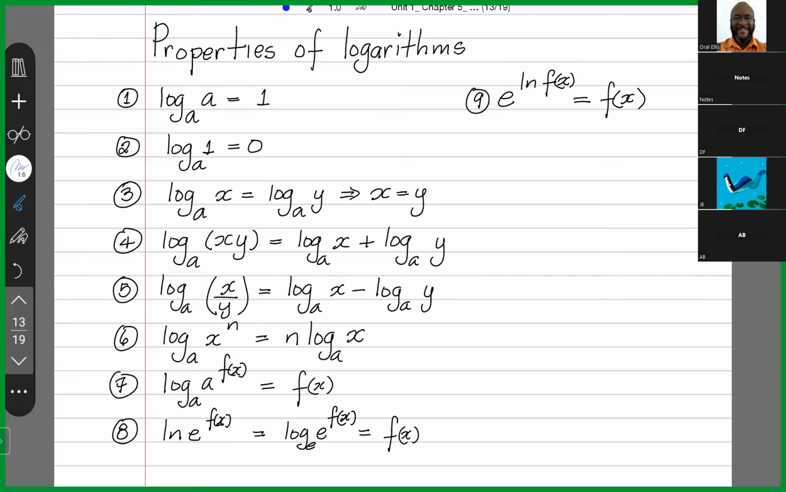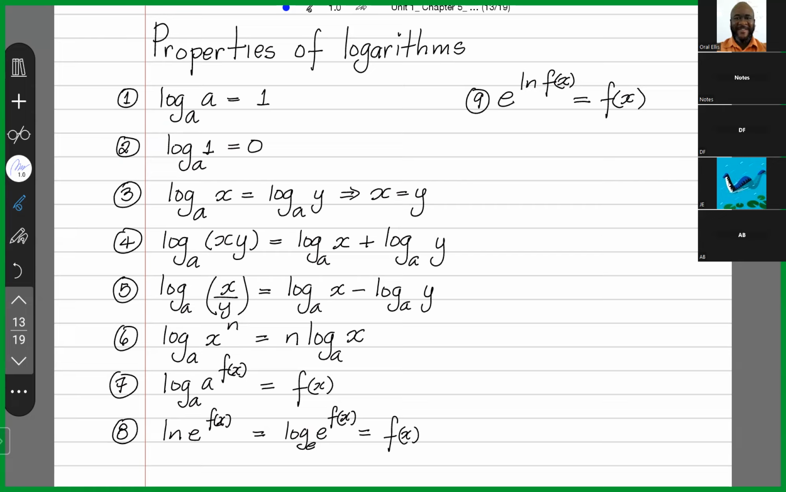All right, so next we're going to look at properties of logarithms, or, as in the past, the laws of logarithms. The first law of logarithm is that the log to the base a of a is equal to 1. And if you move from the log form to the index form, you'll see that it makes sense.